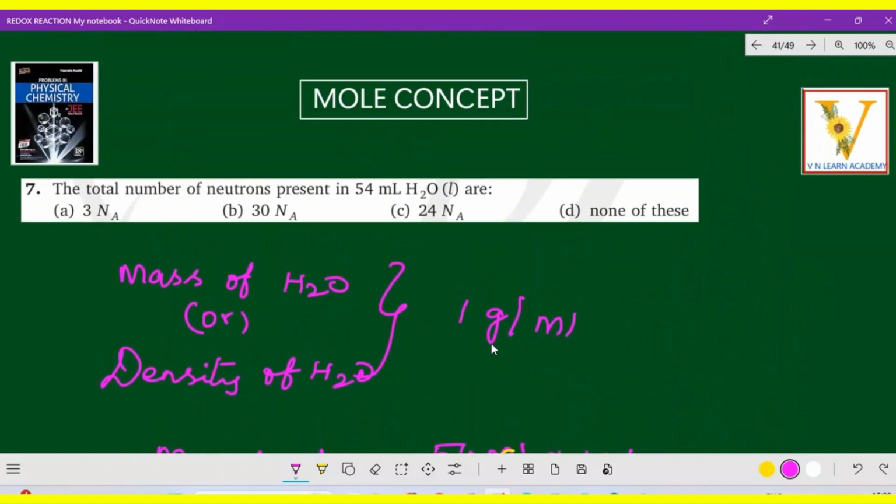So the number of neutrons present in 54 ml of water, that is 3 Na. It is so simple, right? It is very simple. All right, come on, let's go to the next question. I hope you got the clarity.